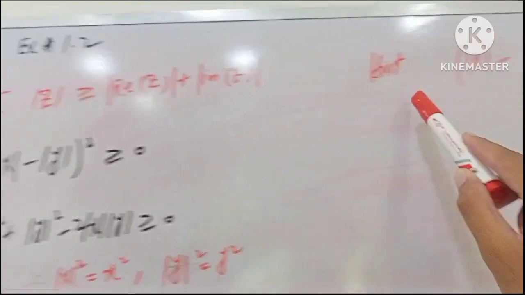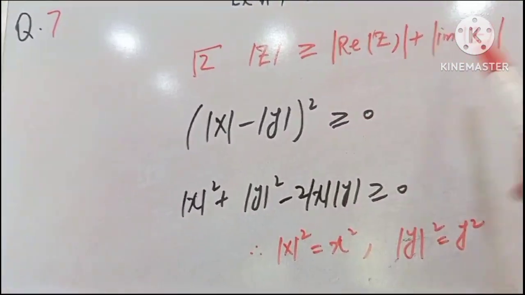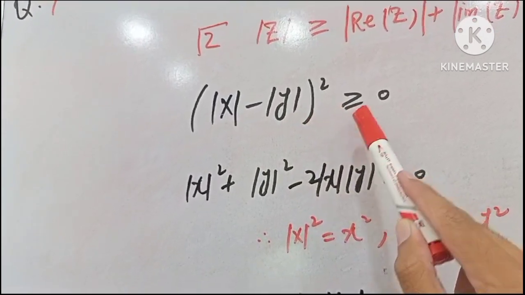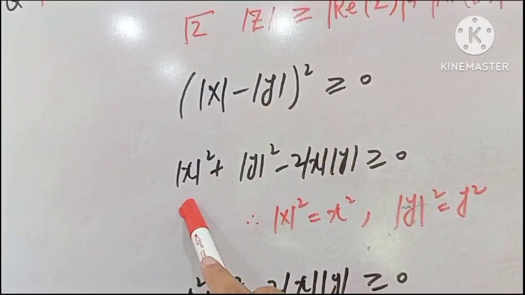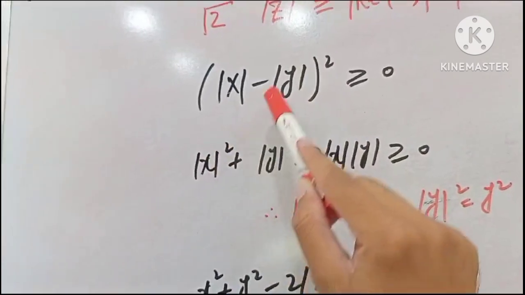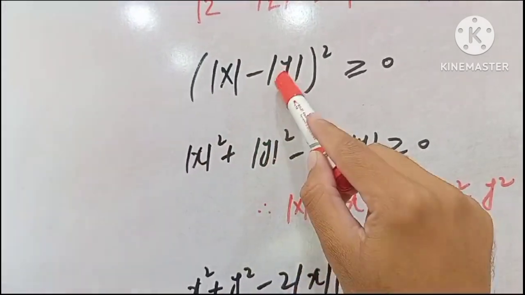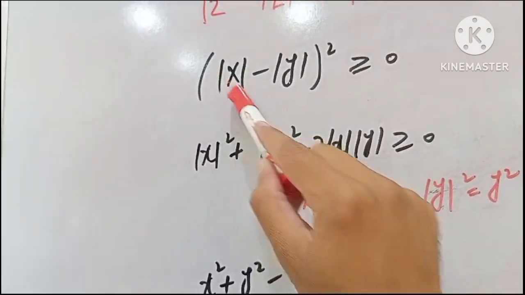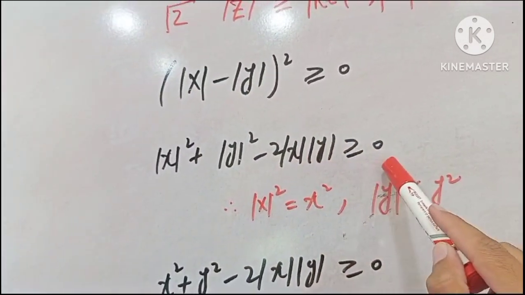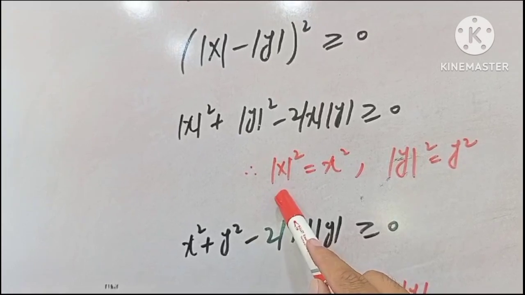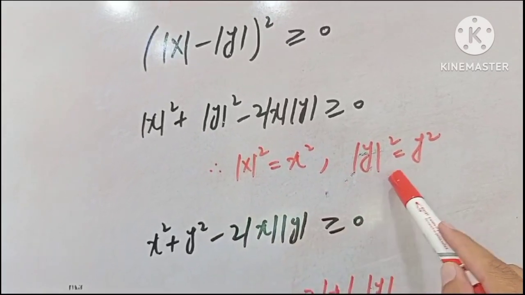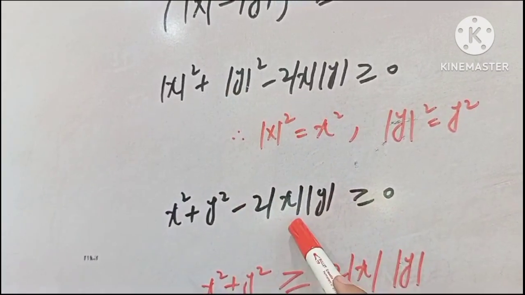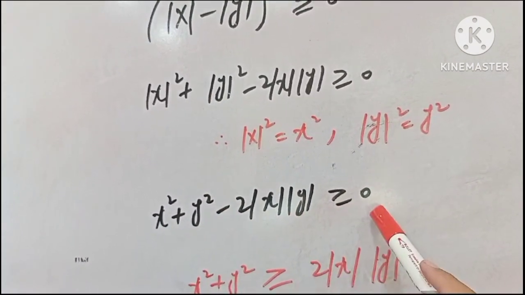Hint is given, so we use this hint: (|x| - |y|)² ≥ 0. Opening the square, |x|² + |y|² - 2|x||y| ≥ 0. As |x|² is equal to x² and |y|² is equal to y², so x² + y² - 2|x||y| ≥ 0.